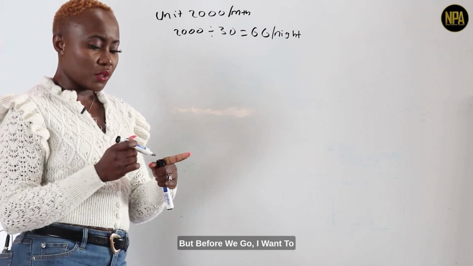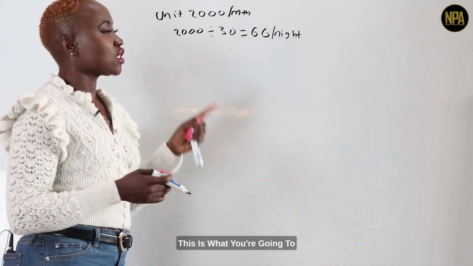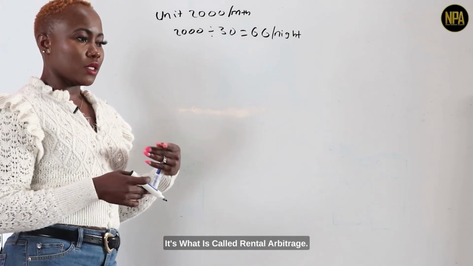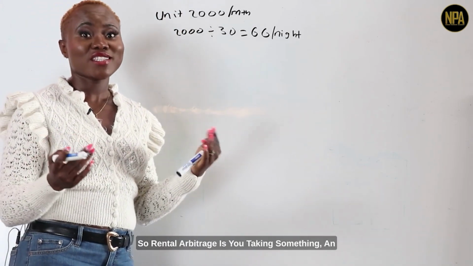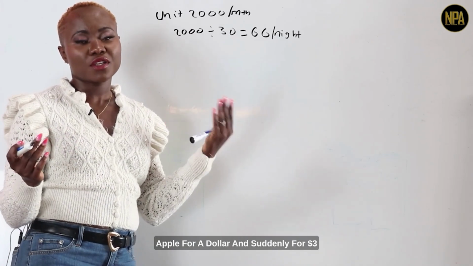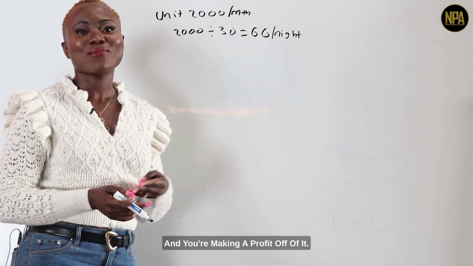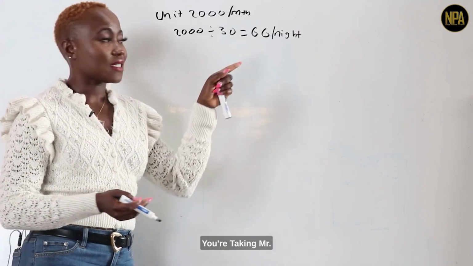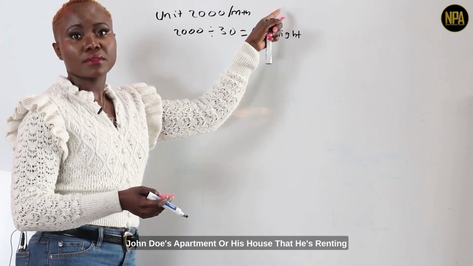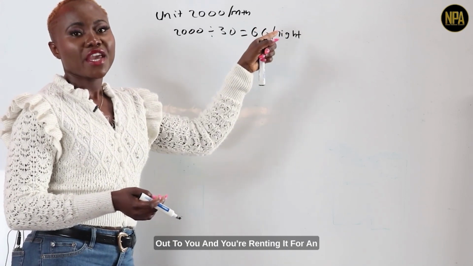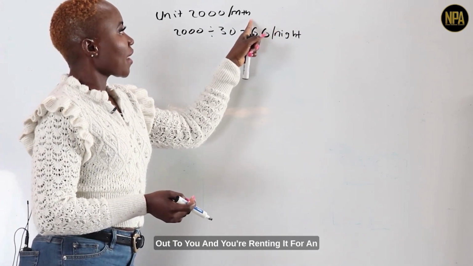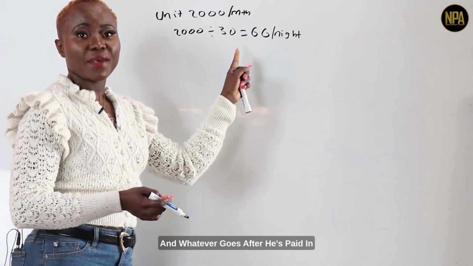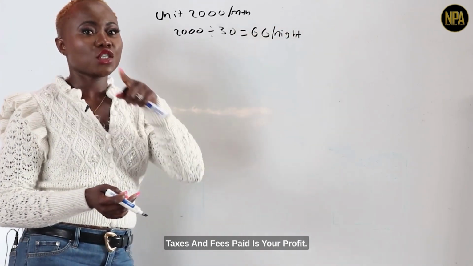But before we go there, I want to talk to you about rental arbitrage. This is what you're going to be doing. Rental arbitrage is you taking something, an apple, for $1 and selling it for $3, and you're making a profit off of it. You're taking Mr. John Doe's apartment or house that he's renting out to you, and you're renting it out at an average that gives you a profit, and whatever is left after he's paid and taxes and fees are paid is your profit.